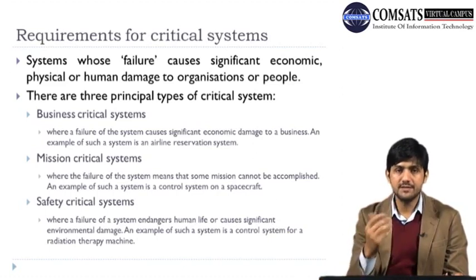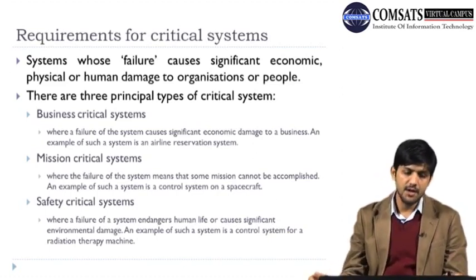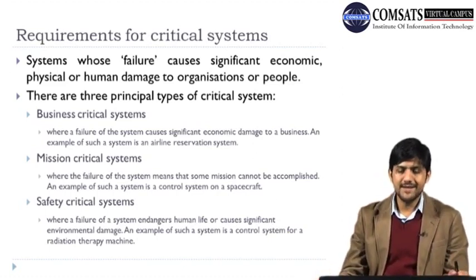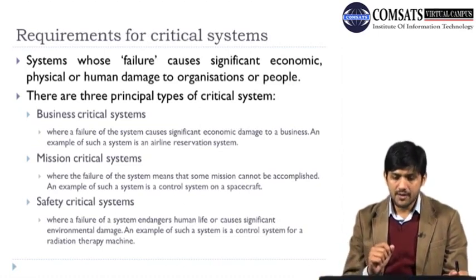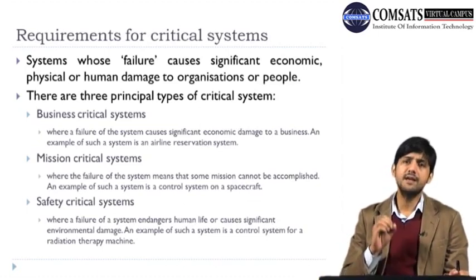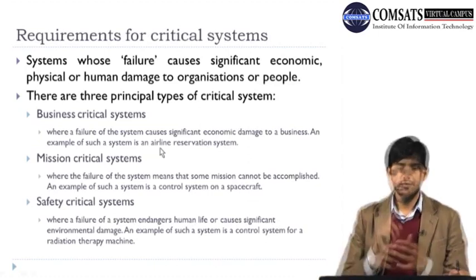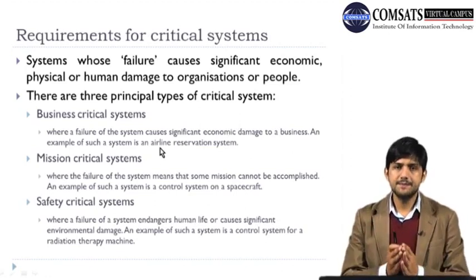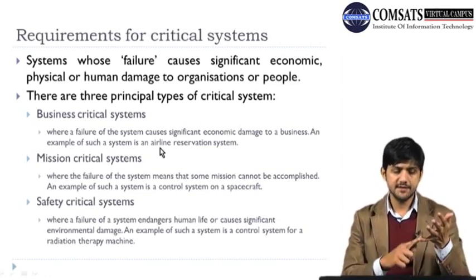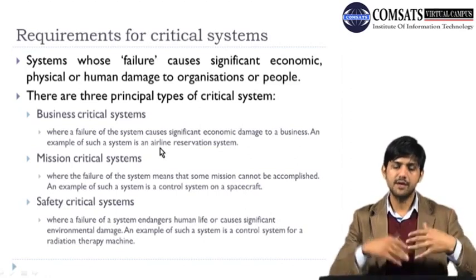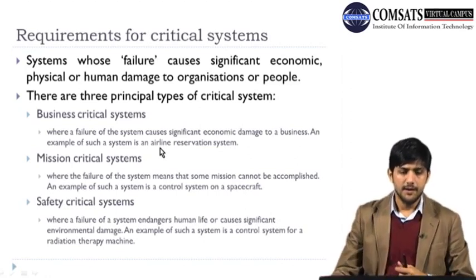The third type of these critical systems is the safety critical system, where the failure of a system endangers human life or causes significant environmental damage. An example of such a system is a control system for a radiation therapy machine. So these are the three main types of critical system. We have business critical systems, mission critical systems, and safety critical systems.